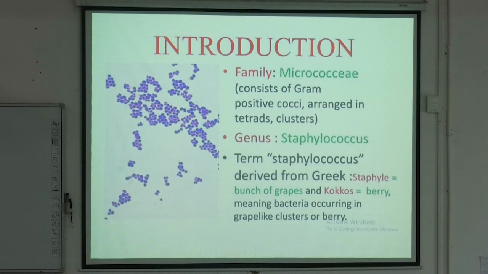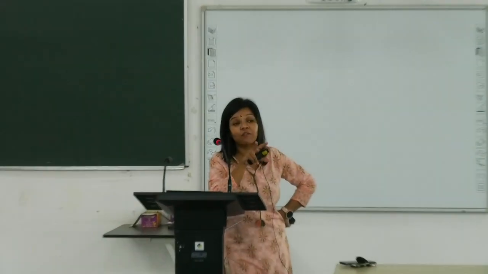Micrococcaceae family is catalase positive, and Streptococcaceae family is catalase negative. The Micrococcaceae family we can differentiate into 4 genera: Staphylococcus, Micrococcus, Pneumococcus and Stomatococcus. And Streptococcaceae family we can differentiate into Streptococcus, Pneumococcus and Enterococcus. They all are catalase negative.